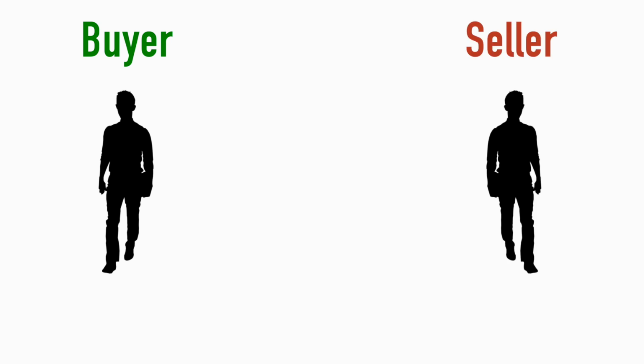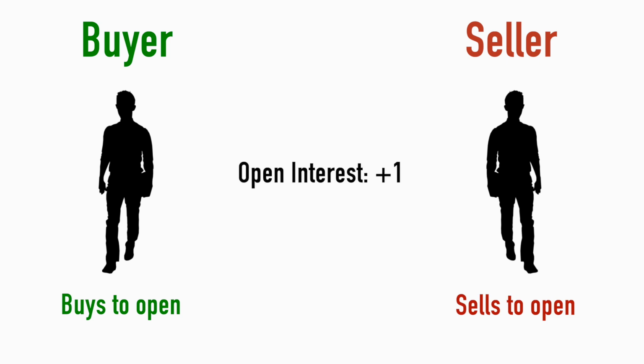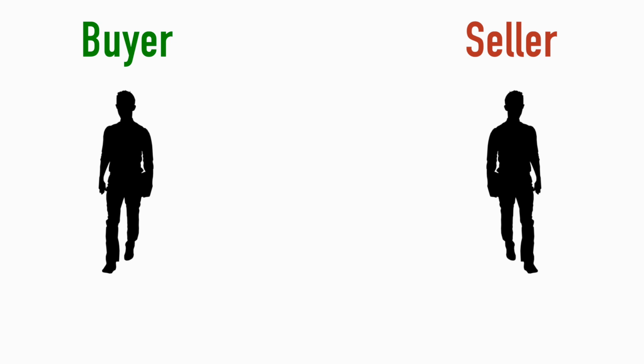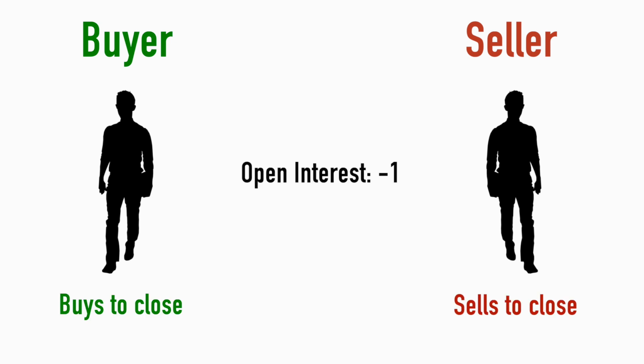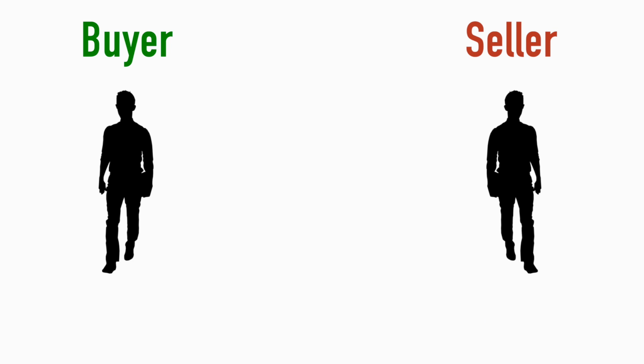So you fully understand what the open interest means, let's imagine that we have someone who wants to buy an option and someone who wants to sell an option. If the buyer buys to open a position and the seller sells to open a position, the open interest will increase by 1. However, if they both close their positions, then the open interest will decrease by 1. And in the last case, if the buyer or the seller transfers their position to another buyer or seller, the open interest will remain unchanged.